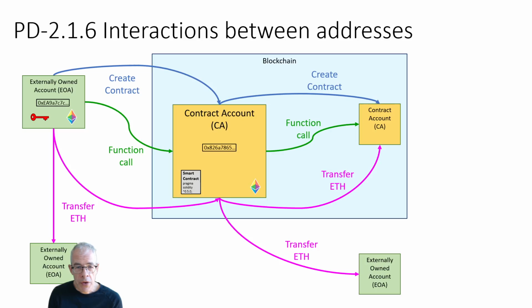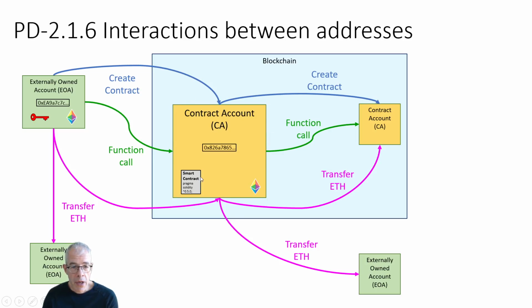This picture shows all the interactions that are possible between accounts and contracts. So it always has to start with an externally owned account, because that's the only one that can do a function call. So that's the green line that you can see over here. And it's also the only one that can initiate creating a contract. So you can create a contract from an externally owned account, and you can call functions to that contract, and you can transfer ETH to that contract, and you can also transfer ETH to other externally owned accounts.